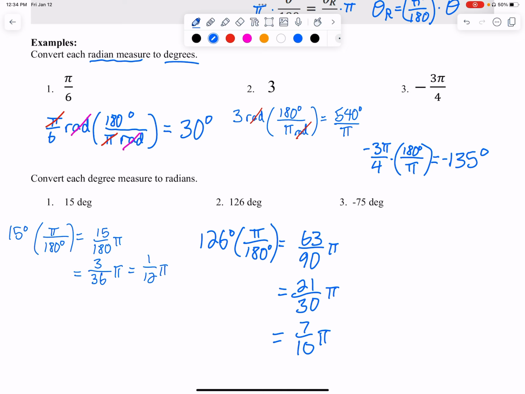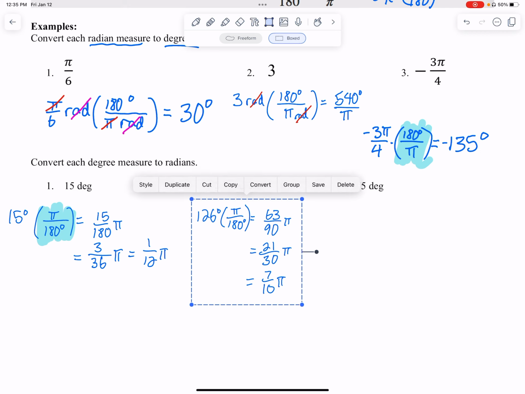It's pretty nice. The hardest thing I think about this, it's not the work, it's just memorizing. Do I multiply by pi over 180 or 180 over pi? But if you just pay attention to what the units are doing, the canceled unit needs to go on bottom.